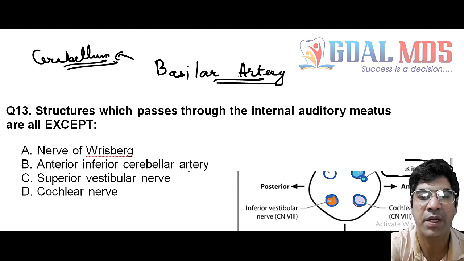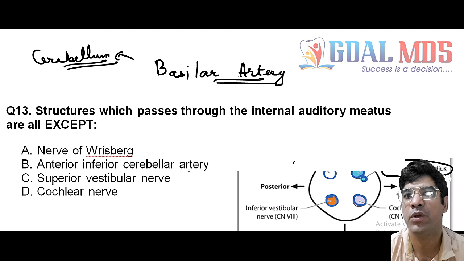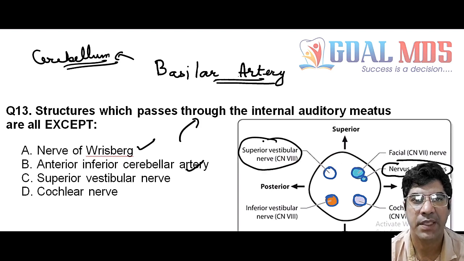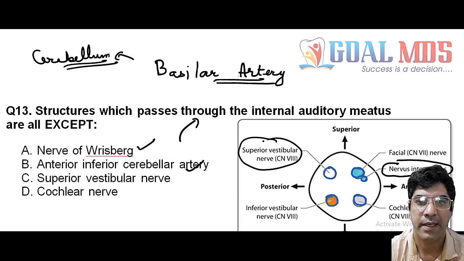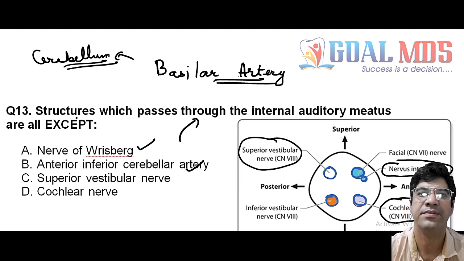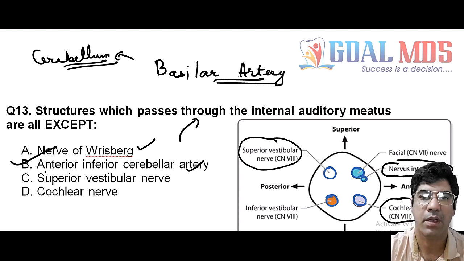The superior vestibular nerve is one of the two branches of the vestibulocochlear nerve that carries sensory innervation from semicircular canals in the inner ear. It passes through the internal auditory meatus. The cochlear nerve is the other branch of the vestibulocochlear nerve, and it passes through the internal auditory meatus. So answer is B. Mark your answer of choice.